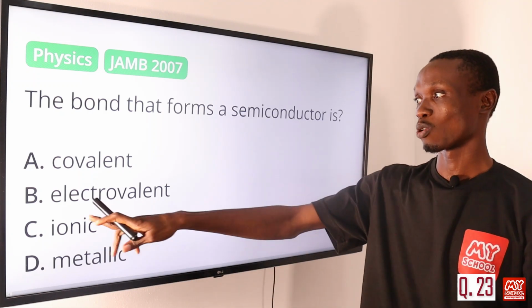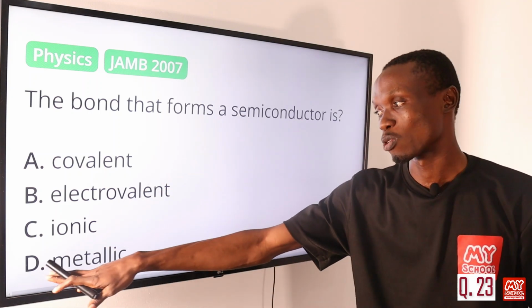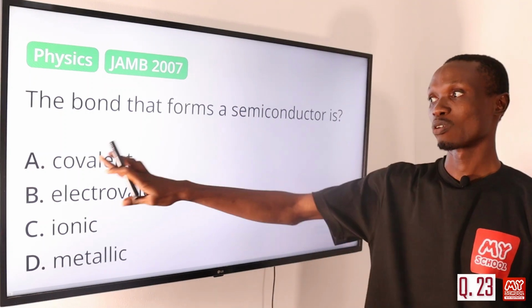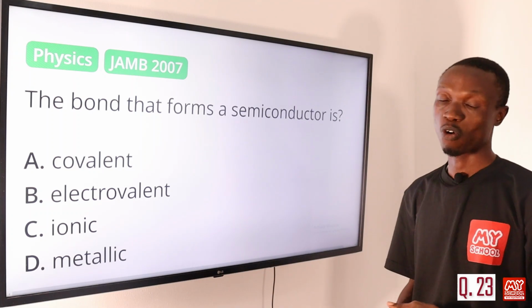While for the rest of the options, electrovalent and ionic bond, basically they are the same. And for option D, metallic bond is common to metals. Okay, but the answer to this question is option A, and that is the bond that forms a semiconductor.